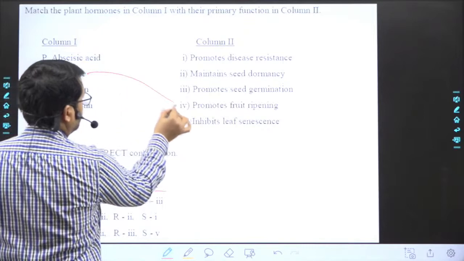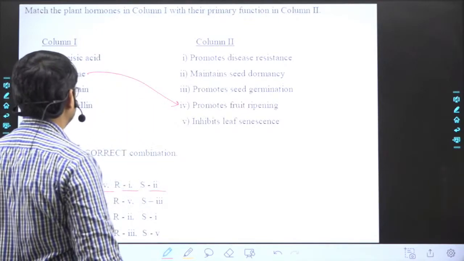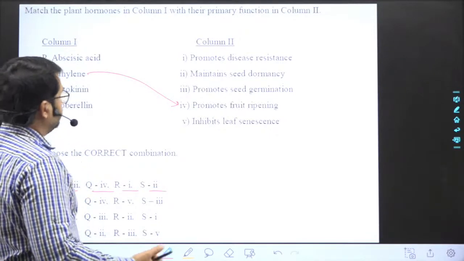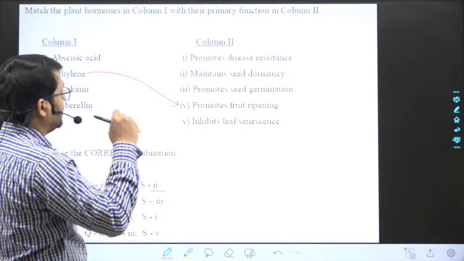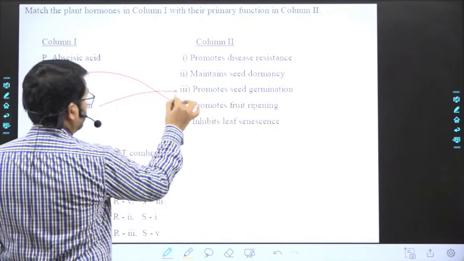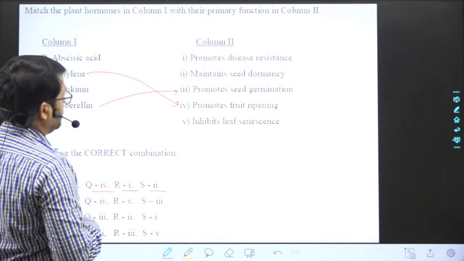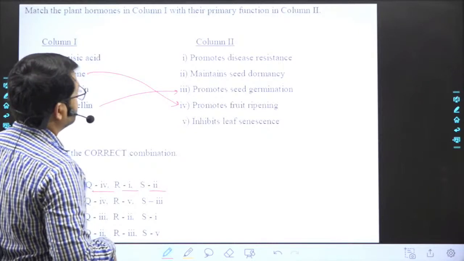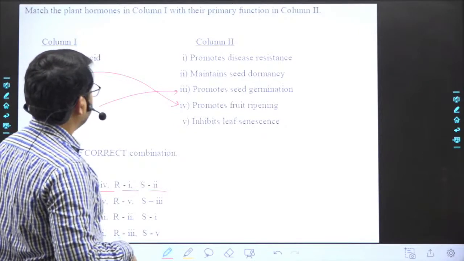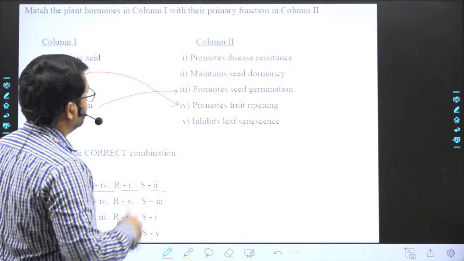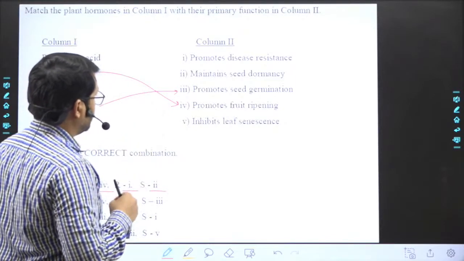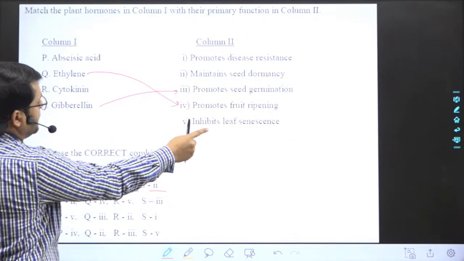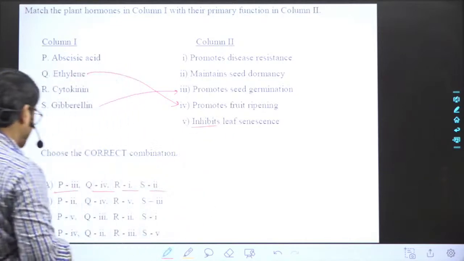See, ethylene, you know, that promotes fruit ripening. Okay? Great. Now, you know abscisic acid, gibberellin. Gibberellin promotes seed germination. Okay? Cytokinin, it inhibits leaf senescence. Abscisic acid promotes or maintains seed dormancy, or yeah, abscisic acid actually promotes leaf senescence, it does not inhibit. So what should be the correct option?